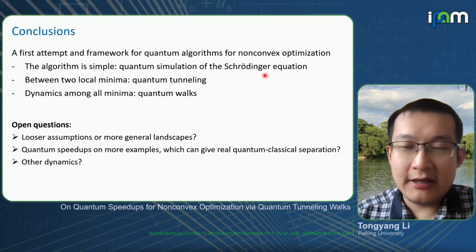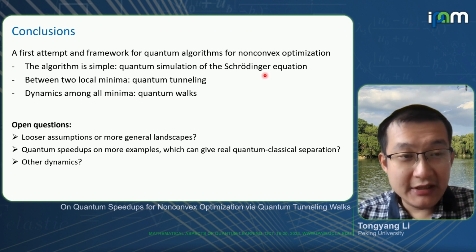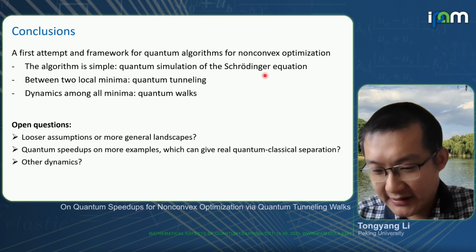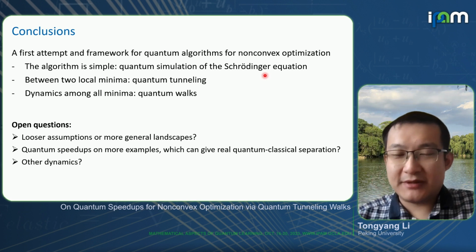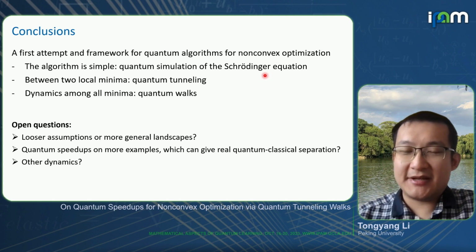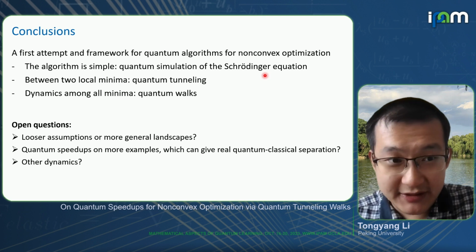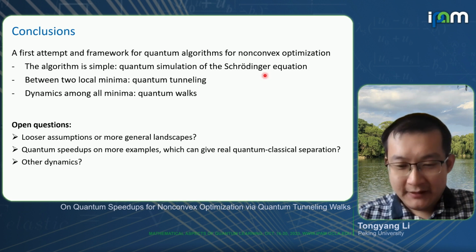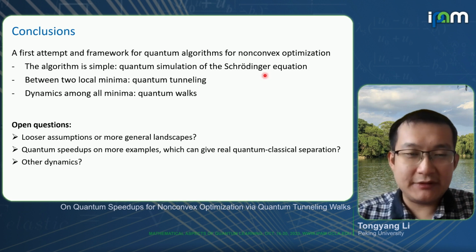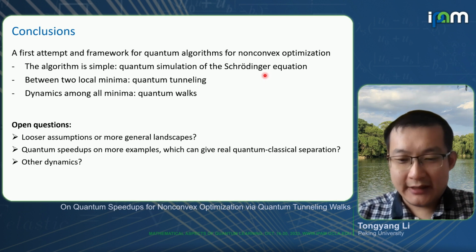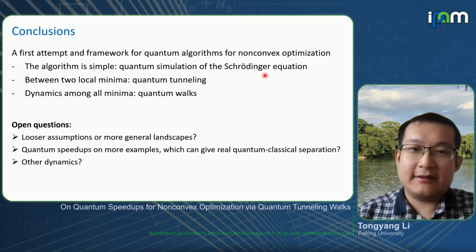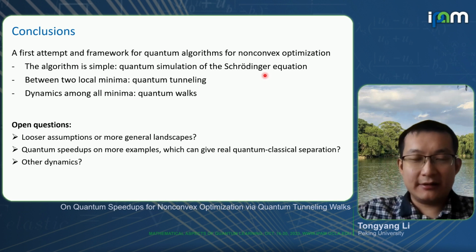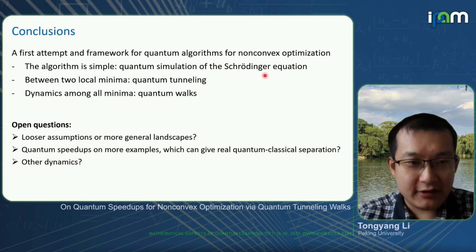So let me make a conclusion here, and then let me also take questions from the audience. I think we treat our work as a first attempt and framework for quantum algorithms for non-convex optimization. The algorithm is really simple. We didn't play with the dynamics. The dynamics is just as simple as the standard Schrödinger's equation. The two main things to notice about the quantum tunneling walk are that, between any two of the local minima, the pairwise strength depends on the quantum tunneling, but the overall dynamics among all the local minima has this kind of quantum walk behavior.